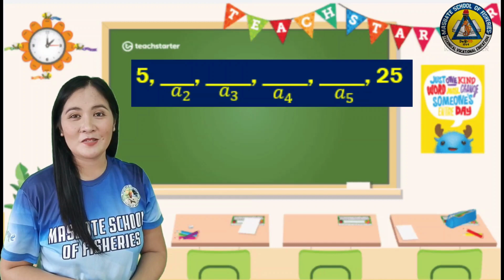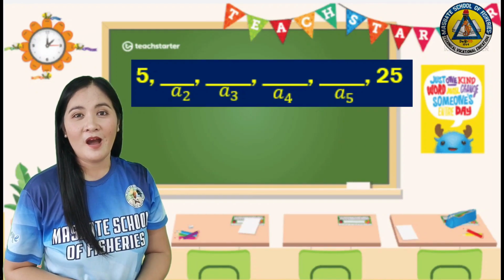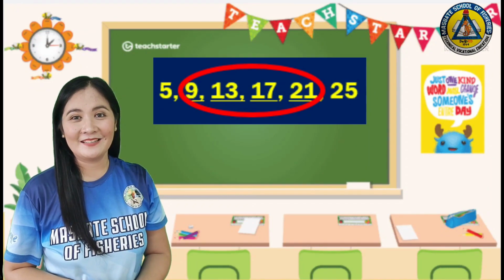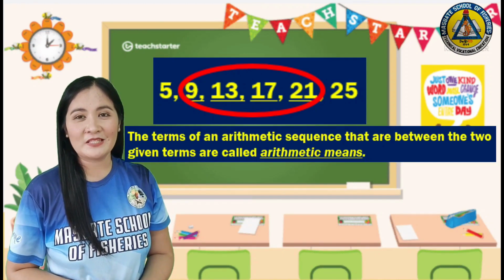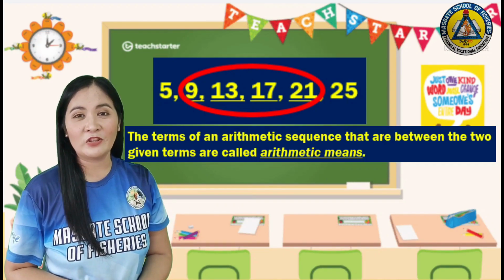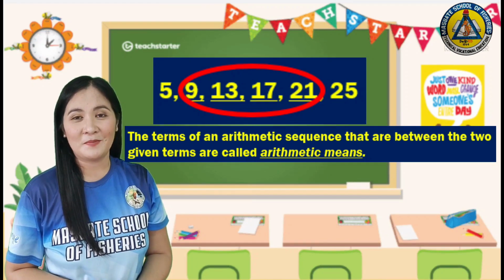The arithmetic means between 5 and 25 are 9, 13, 17, and 21. The terms of an arithmetic sequence that are between the two given terms are called arithmetic means.